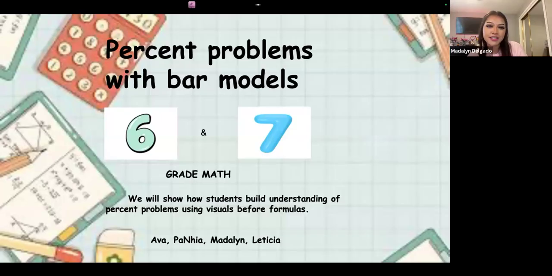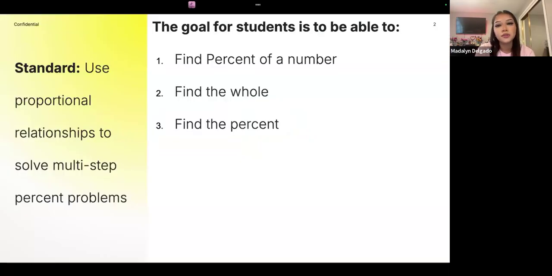And today, for our presentation, we have percent problems with bar models. This grade level is 6th or 7th grade. We will show how students build understanding of percent problems using visuals before formulas. The goal for students is to be able to find a percent of a number, find the whole, and also find the percent. For the standard, we use proportional relationships to solve multi-step percent problems.